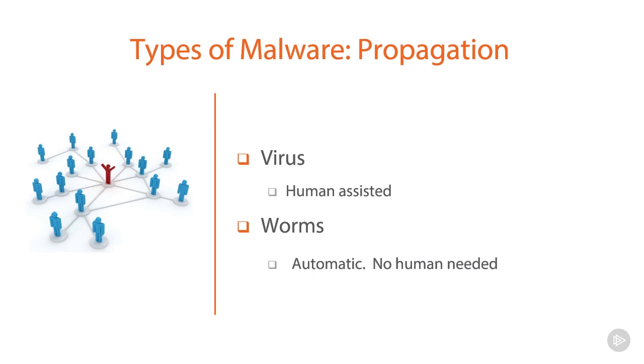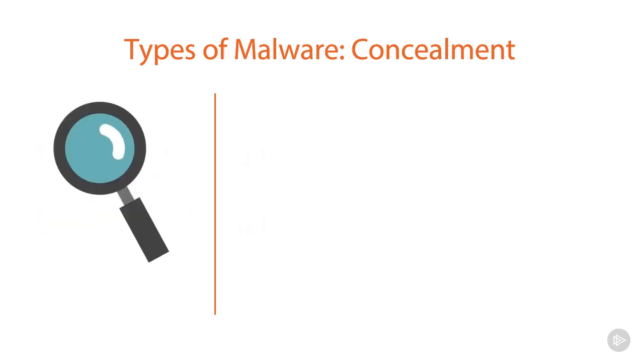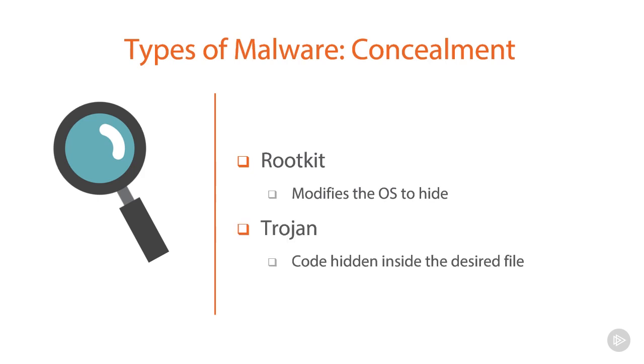The other type of malware that we see is referred to as concealment malware. And we've talked about some of these. These are ones that actually hide themselves. We talked about rootkits back in system hacking. Basically, the concept behind the rootkit is that it's designed to hide itself by modifying the OS so it's not visible to the end user. The other type is called a Trojan. A Trojan is simply code that's been hidden inside of a file that you want to get. And we'll get into more Trojans in the next module.